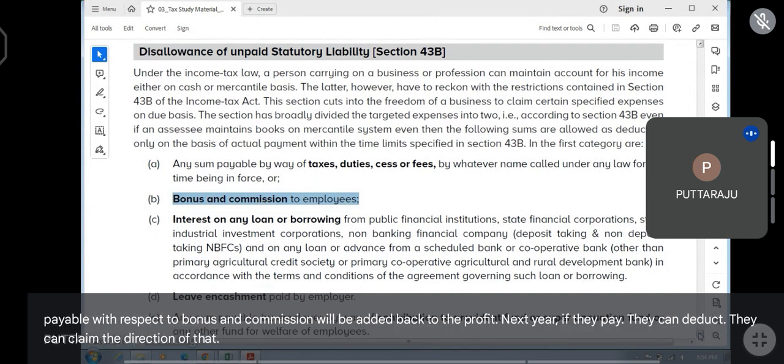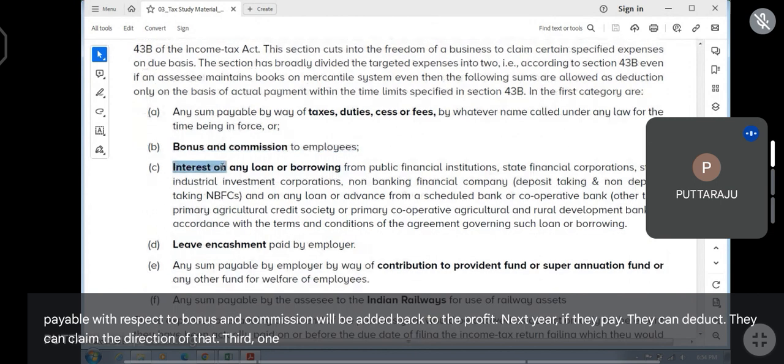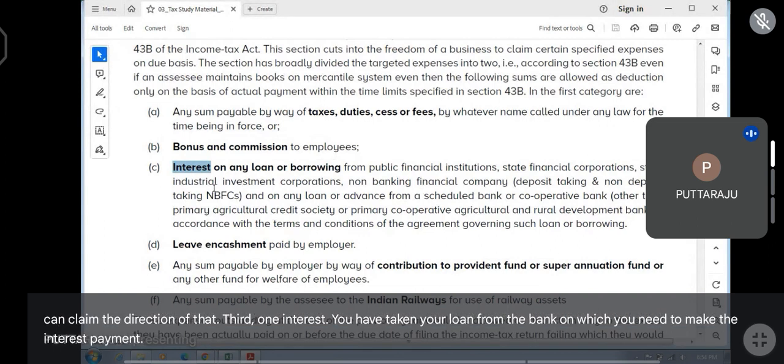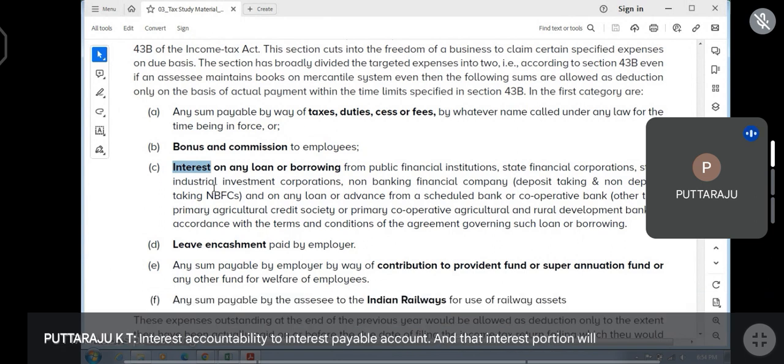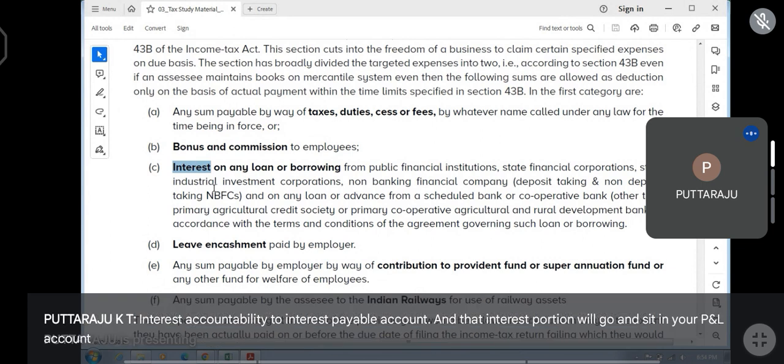Okay. Third one, interest. You have taken a loan from the bank on which you need to make the interest payment. At the end of the year, you make a provisional entry. Provisional entry means payable entry. Interest account debit to interest payable account, and that interest portion will go and sit in your P&L account debit side, and you claim the deduction of that interest expenditure.